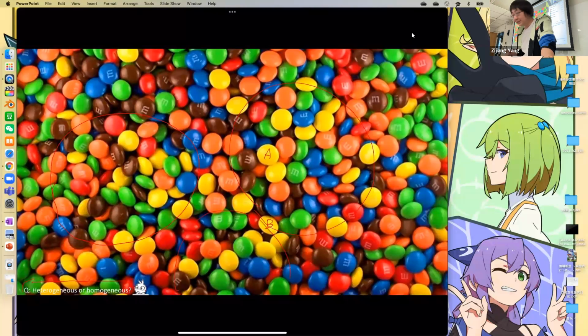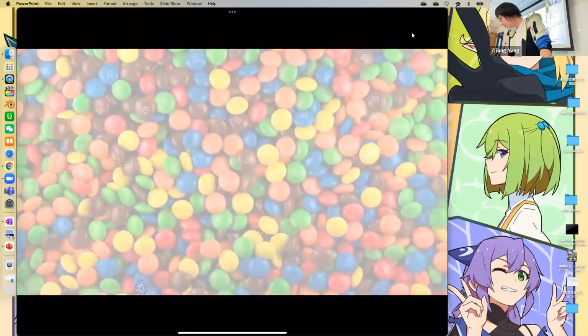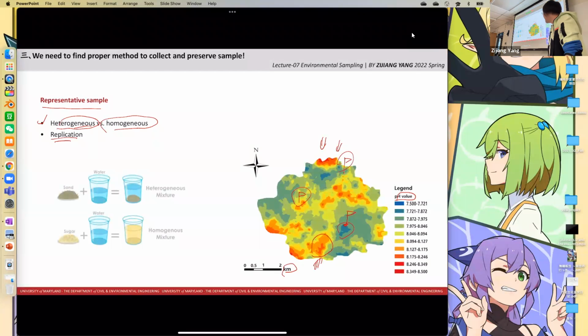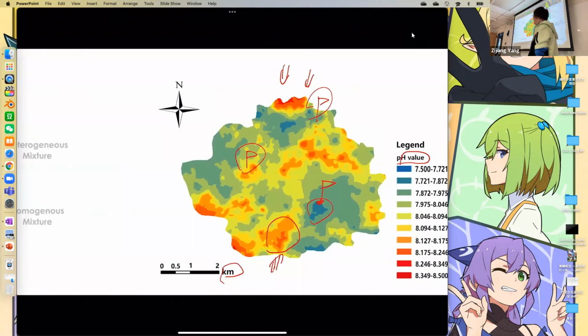So in this case, I want to show the point that if we are going to identify if the sample is homogeneous or heterogeneous, it depends on the method that we are taking the sample. So if we go back to this site, we can see this is 2 kilometers. And based on our daily experience, we know that for most of the sample, that will be just 1 meter or around 1 meter. So this is heterogeneous for sure.